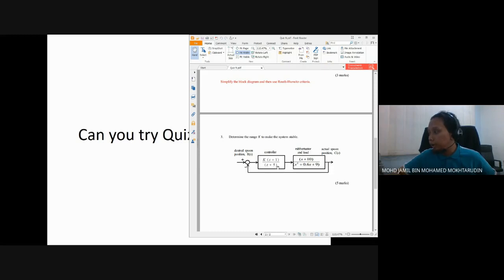So block diagram simplification is very important, although very hard, but try to understand how to do question number 3. So basically question number 3 is still simple because these two boxes are in cascade form. So you just multiply these two together and then feedback with unity feedback. Okay, class is over for today.